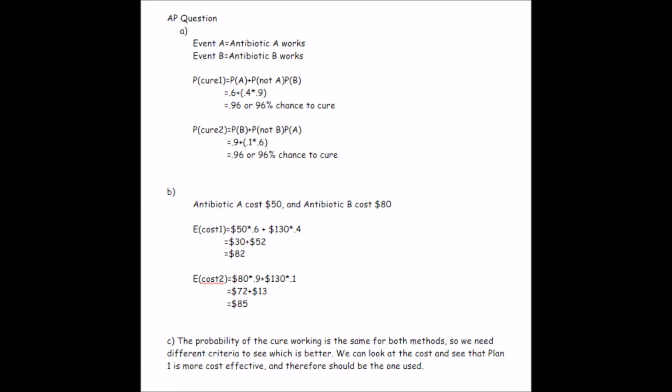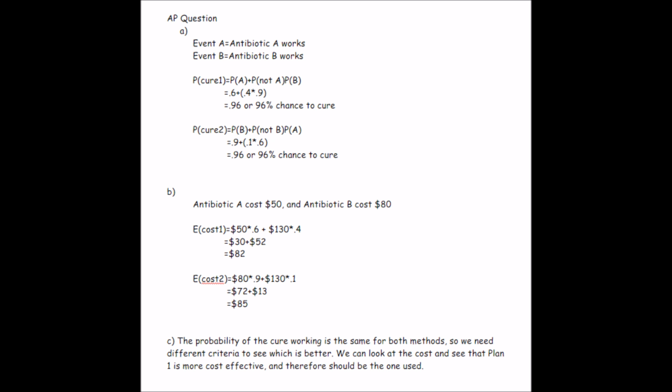Okay, the AP question is talking about 2 different antibiotics curing ear infections in children. Antibiotic A is known to effectively cure the infection 60% of the time. Treatment with antibiotic A costs $50. Antibiotic B is known to effectively cure the infection 90% of the time, and treatment with antibiotic B costs $80. The antibiotics work independently of one another. Both antibiotics can be safely administered to children.